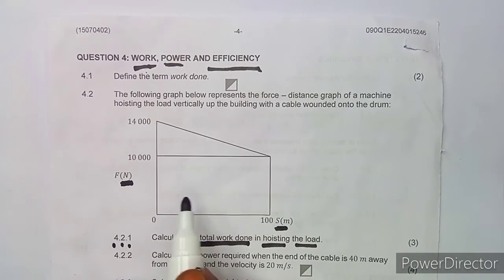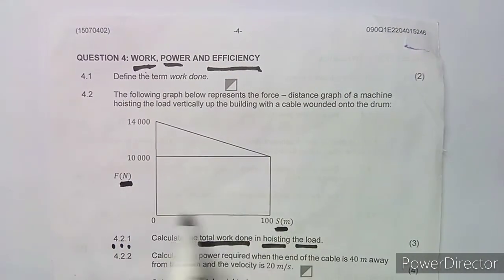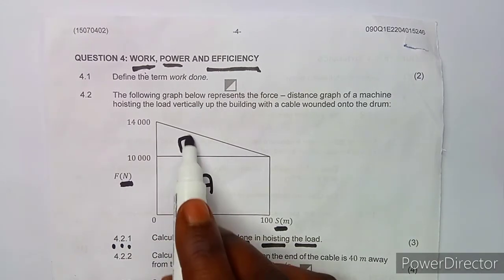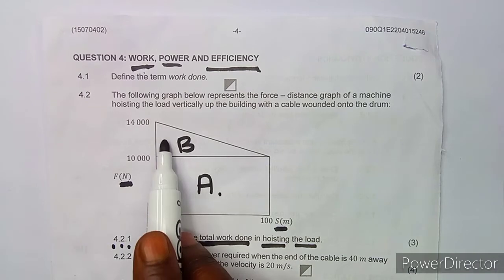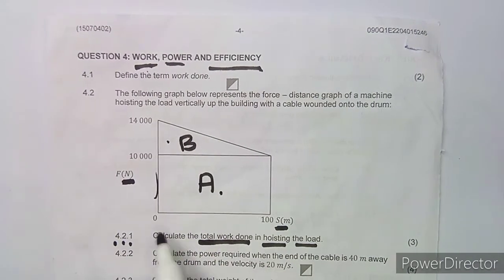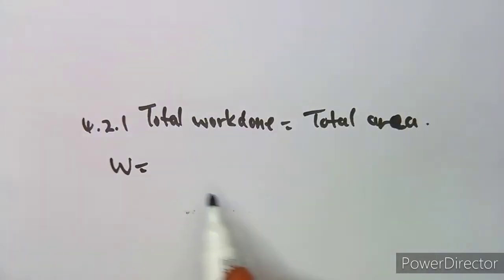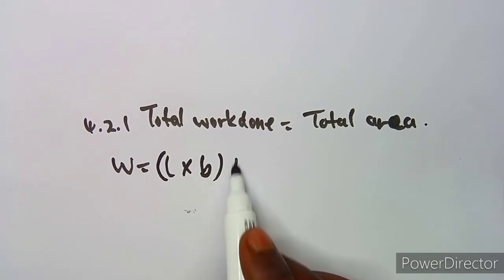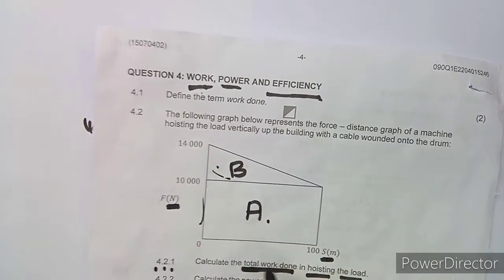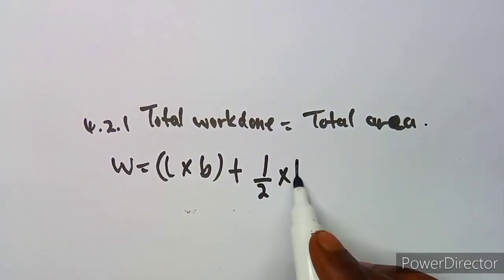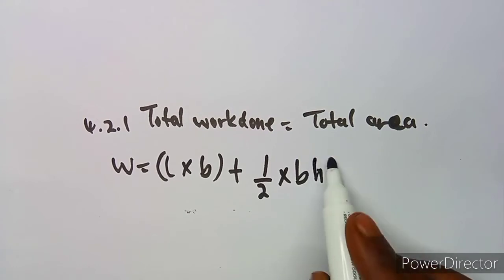We've got two possible approaches. You can just use the whole shape, which is a trapezium, or you can divide it into two, a rectangle and a triangle. The area of a rectangle is length times breadth, plus the area of a triangle, which is half base times the perpendicular height, so it's just half bh.